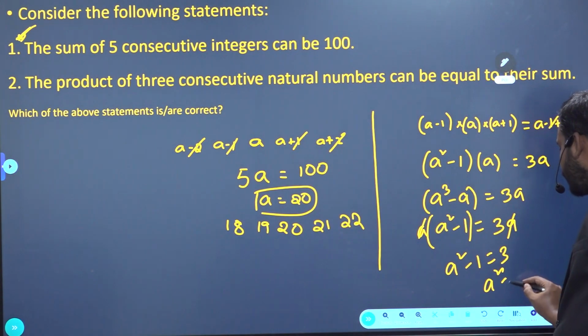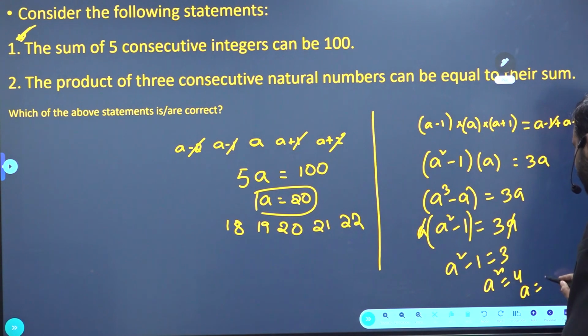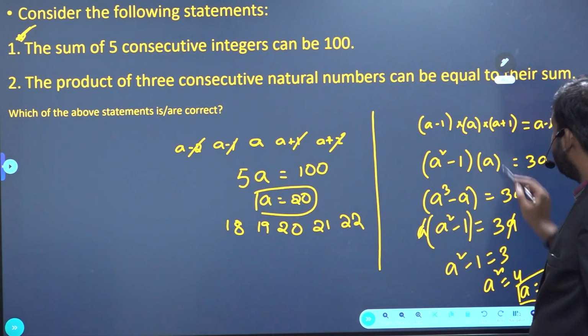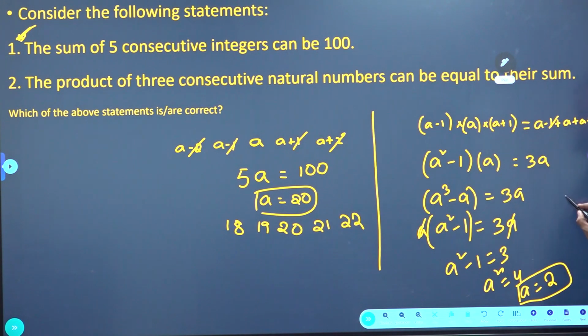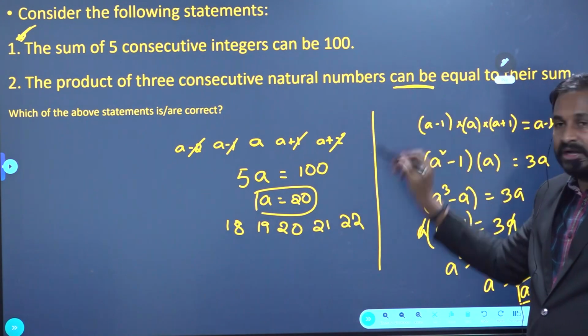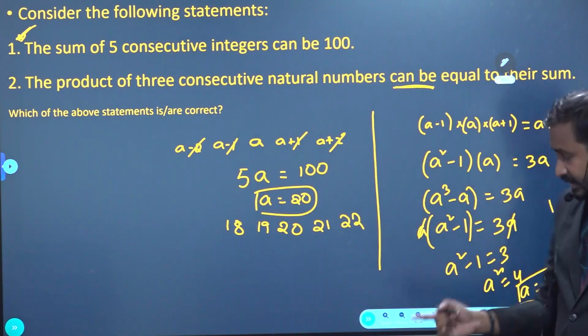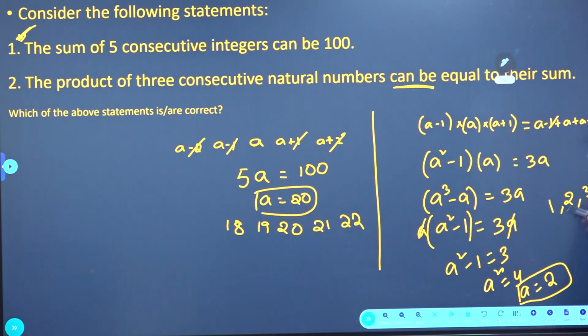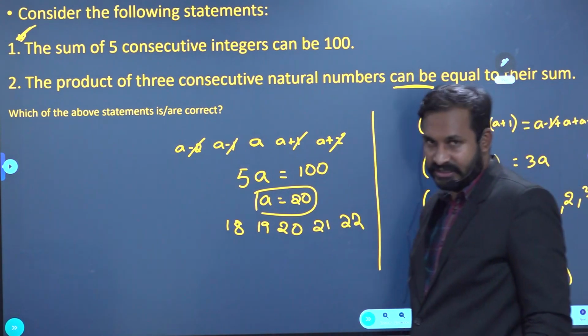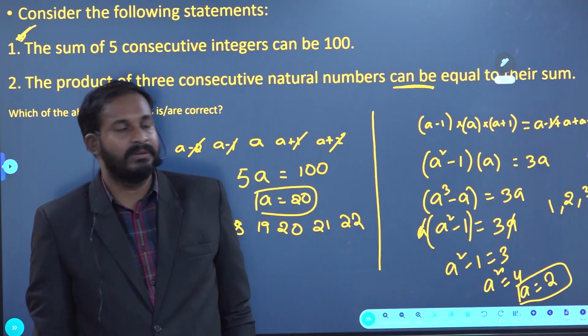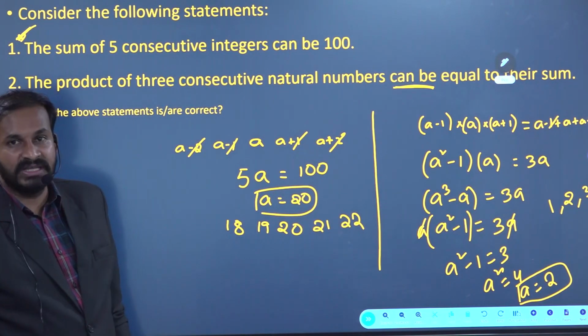A square value will become 4. Then a value will become 2. If a value is 2, what about the three numbers? Those three numbers will become 1, 2, 3. Yes, product of them can be equal. They are not saying always, whether it can be. Yes, it can be. 1 into 2 into 3 will be equal to 1 plus 2 plus 3.